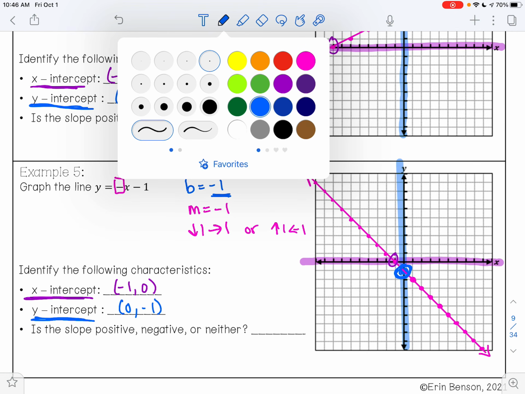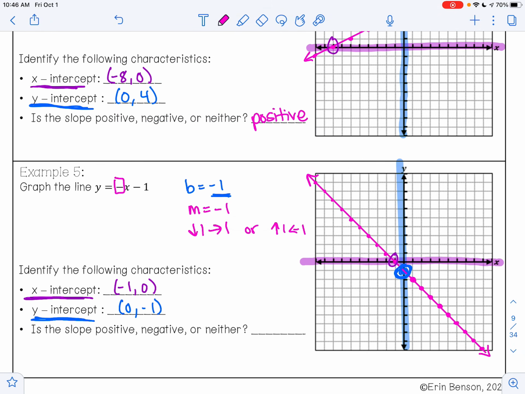And our last question is, is this slope positive, negative, or neither? Well, our line is going down from left to right, so that tells me it should be negative. When I look at my slope, it is a negative number. So it is a negative slope.